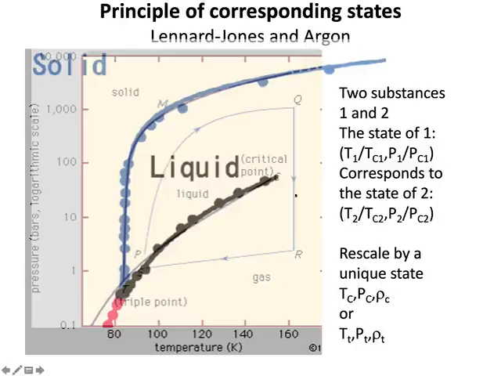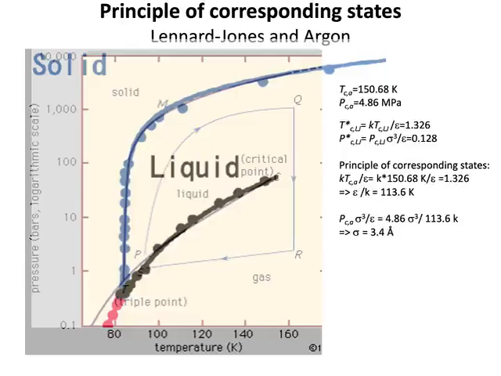So this rescaling, you can do it using the critical point or the triple point, or any unique state for that substance, any unique point. So in this case, for argon, the critical temperature of argon is 150 Kelvin. The critical pressure of argon is 4.86 megapascal.